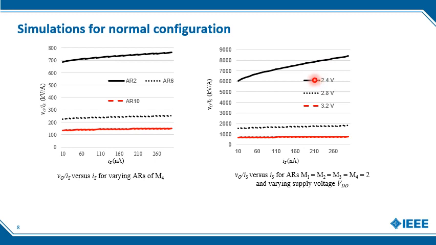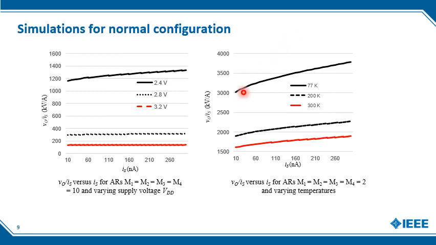So a decrease in supply voltage will get an increased gain, but not indefinitely. It will, at a stage, result in the transistor being switched off, which then is not worth it to work with. For M1, M2, M3, and M4 equal to 10, the aspect ratios and varying supply voltage, again, the same trend happened, but the overall gain compared to when it was 2 also dropped.